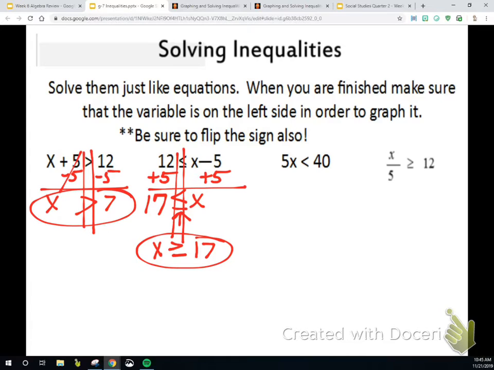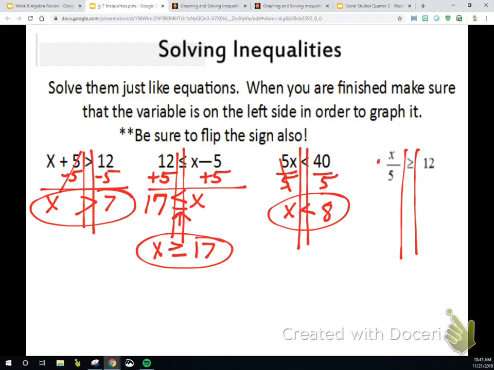All right, the next one, we have 5x is less than 40. What are we going to do to this one? Divide by 5. Yep, x is less than 8. Very good. And then our last one, what are we going to do on this one? Yep. X is greater than or equal to 60. Very good. Okay? So those are the steps. It's exactly like what we've been doing.